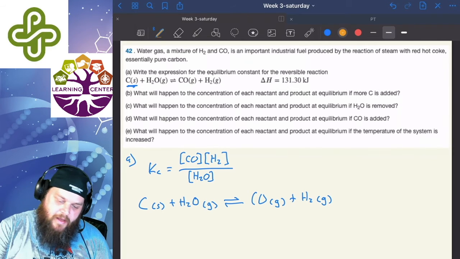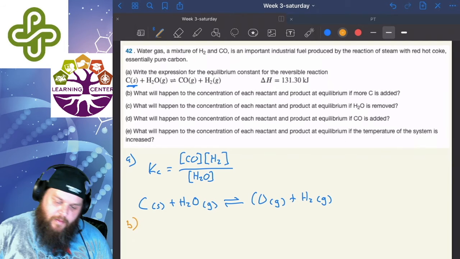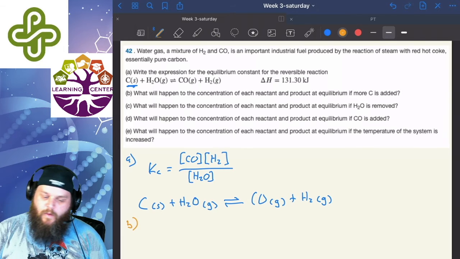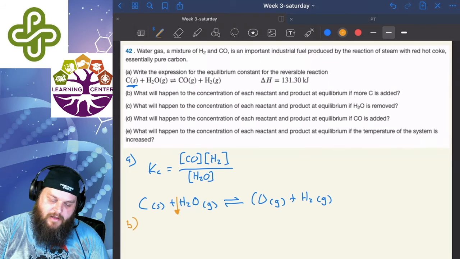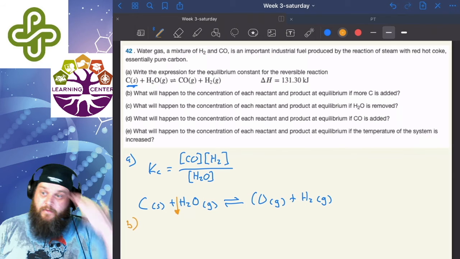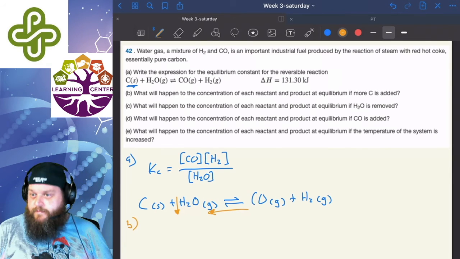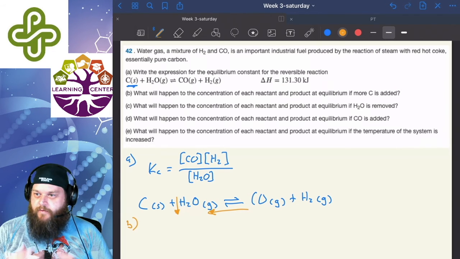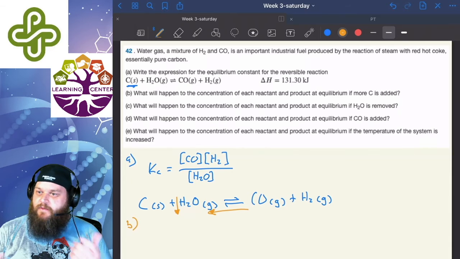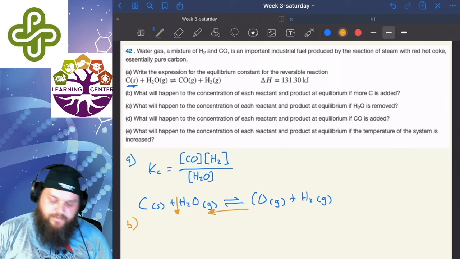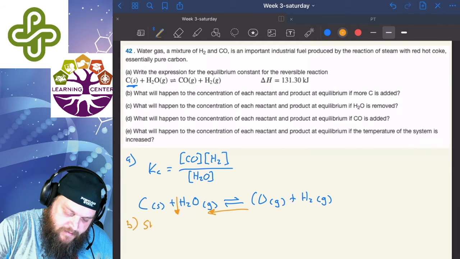So for part B, what will happen to the concentration of each of the reactants and products at equilibrium when H2O is removed? So the concentration of H2O is being reduced. That's going to shift everything to the left-hand side. We're removing that reactant. Therefore, the forward reaction rate is going to drop, which is going to shift that equilibrium state. So this is going to shift left.